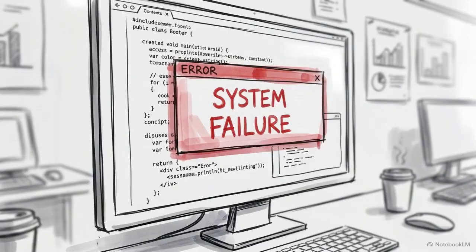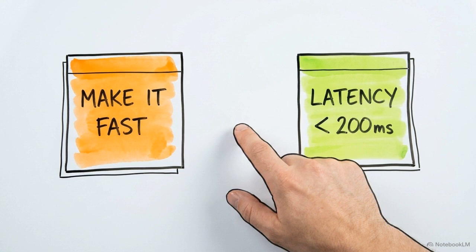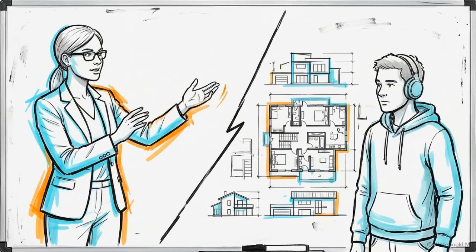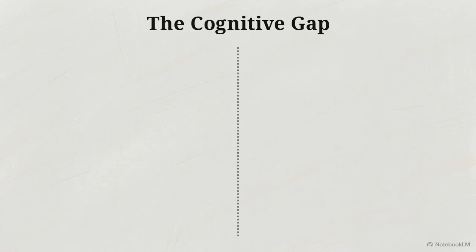In the post-mortem of a failed software project, the culprit is rarely a technical limitation. Most budget overruns and critical bugs start as a simple misunderstanding between the person who wants the feature and the person who has to build it. The problem stems from a cognitive gap.